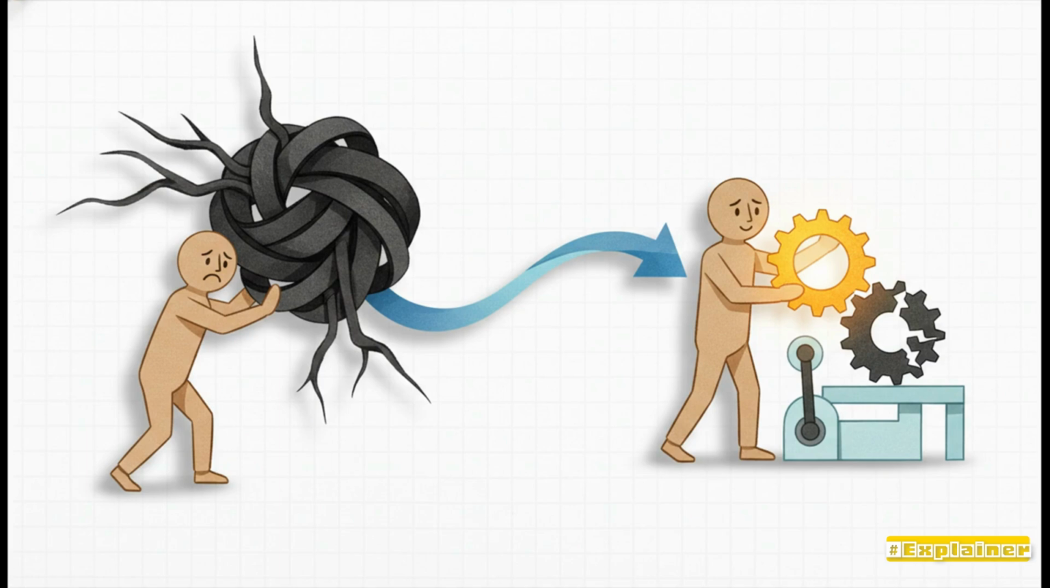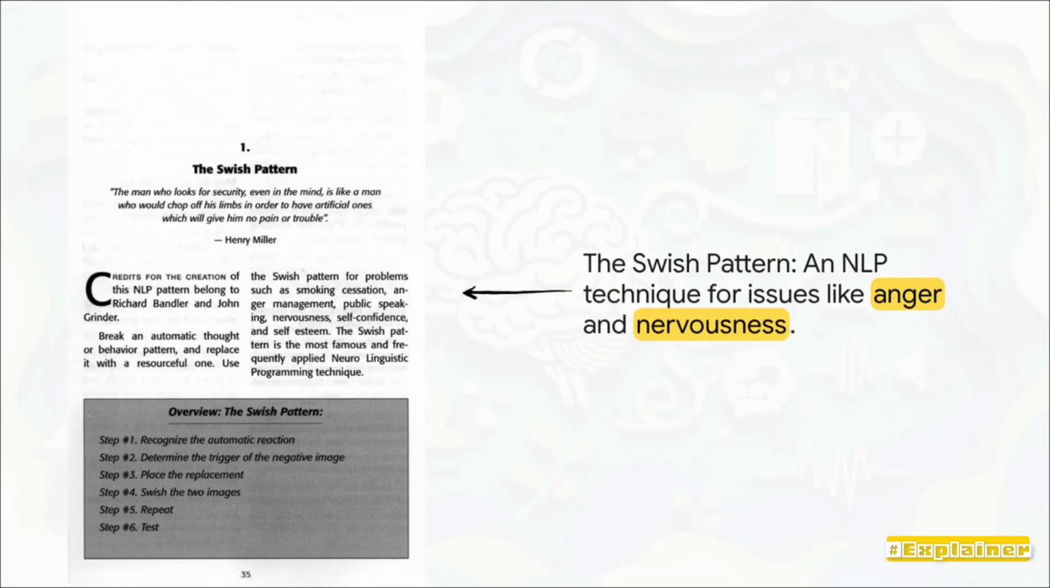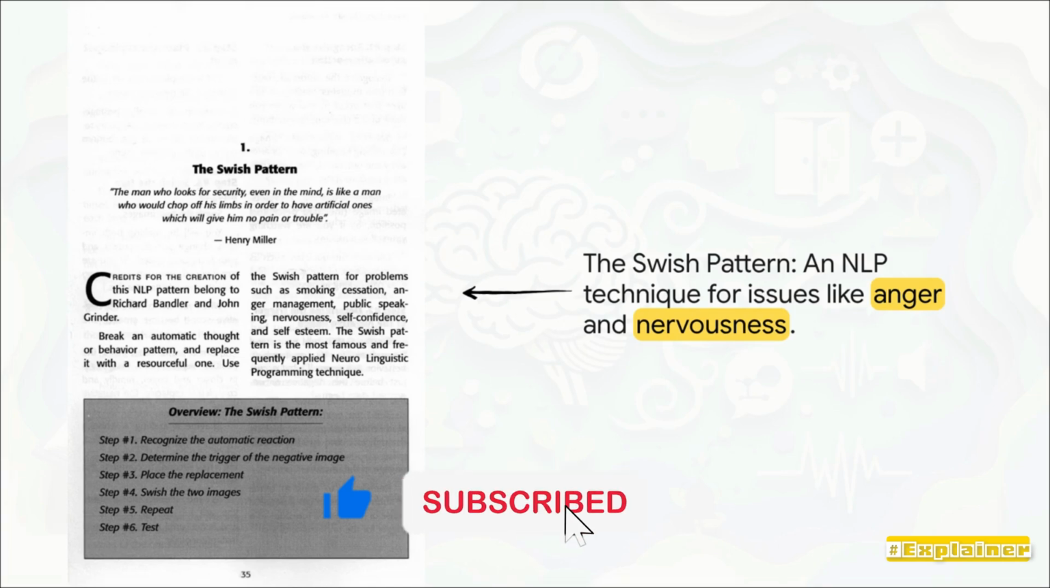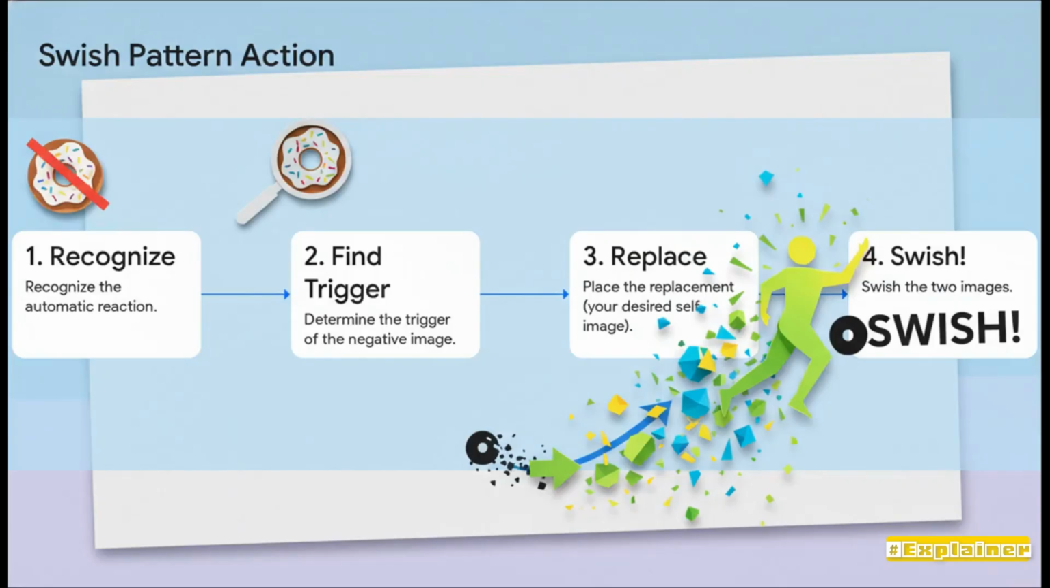And that is the whole idea behind a really foundational technique. And this slide right here, this is basically the blueprint for that new program. It's called the swish pattern, and it's one of the most famous tools in the entire NLP toolkit. It's designed specifically to break an old automatic thought pattern and install a much more useful one right in its place.